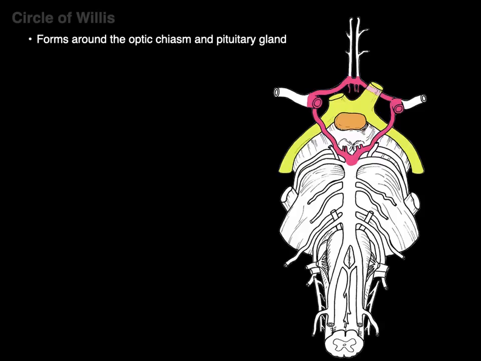Pretty cool, eh? And the circle of Willis is formed around the optic chiasm and pituitary gland. So there is the circle of Willis in red, and then in yellow is the optic chiasm, which is the cross formed by our two optic nerves. And there's the pituitary gland and infundibular stalk as well. The circle of Willis is around them.